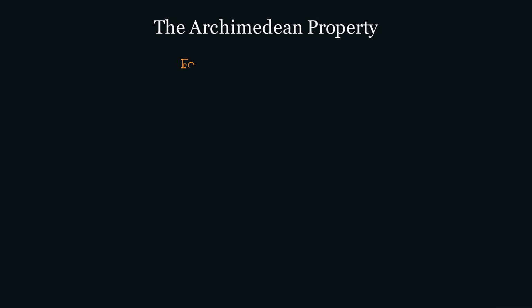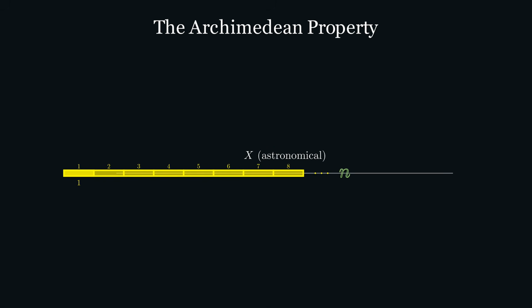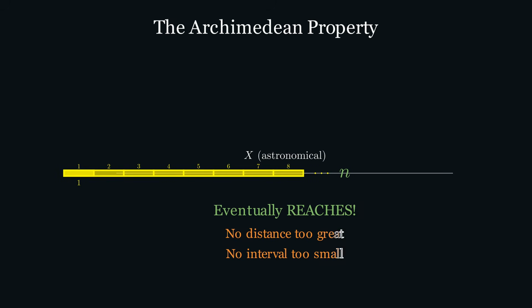This leads to the Archimedean property. For any real number, no matter how large, an integer exists that exceeds it. For any positive real number, no matter how small, an integer n exists such that 1 over n is smaller. Consider measuring astronomical distances with a standard ruler. The Archimedean property guarantees this is theoretically possible. It may require trillions of ruler lengths, but no distance is too great. No interval is too small. The unboundedness of the integers pervades the entire real line.